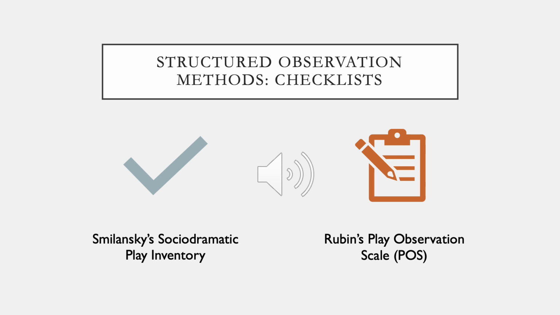Okay, so now I just want to briefly talk about different structured observation methods. And on this slide, it's going to be about the checklist. And then on the next two slides, we're going to look at two different rating scales as another form of observation. So first, we're looking at Smilansky.